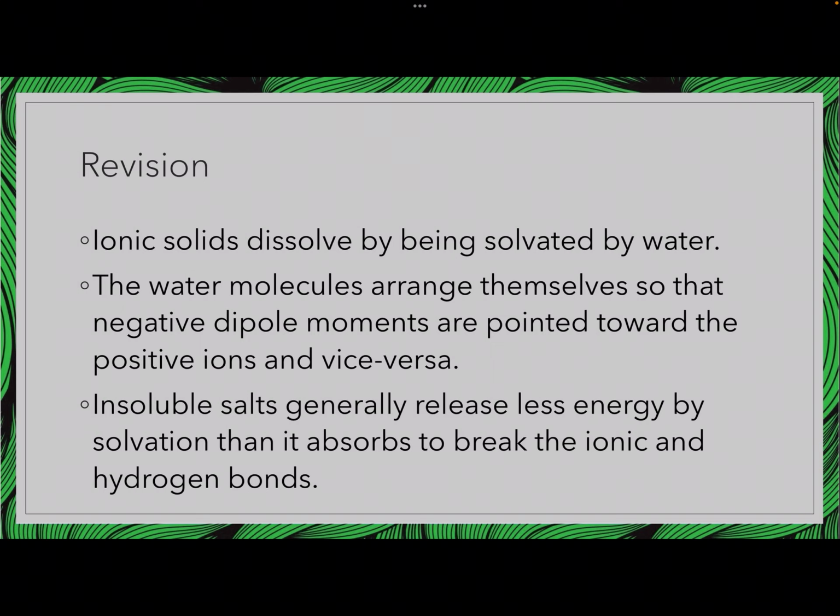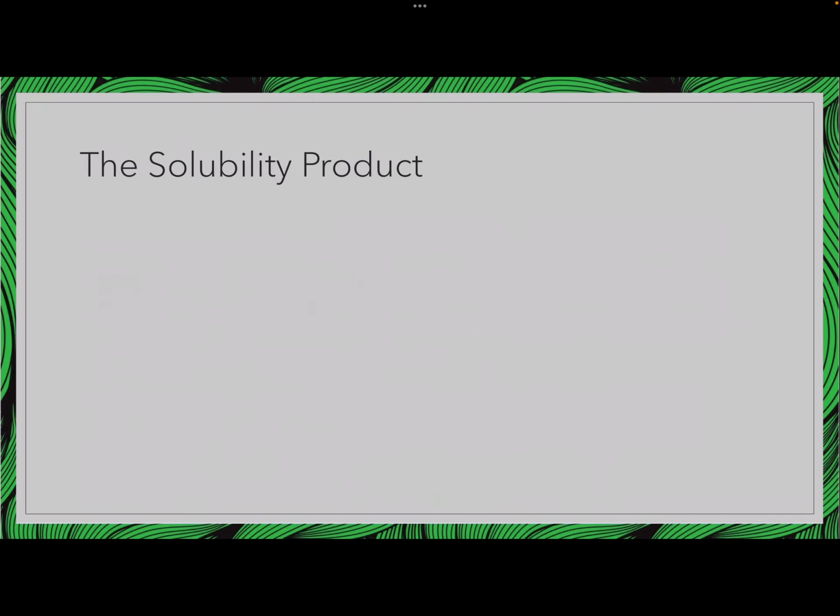So here's the answers to the revision questions. I hope you did them first. Ionic solids dissolve by being solvated by water. The water molecules arrange themselves so that negative dipole moments are pointed towards the positive ions and vice versa. Insoluble salts generally release less energy by solvation than it absorbs to break the ionic and hydrogen bonds. So the solubility product, what are we doing with this?